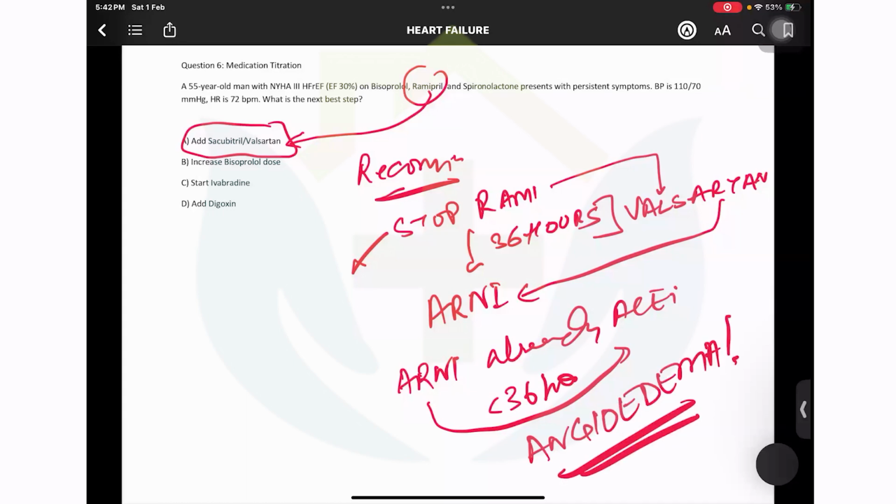So the guidelines are very clear. You have to stop Ramipril for 36 hours when you have to switch over. Then you add sacubitril valsartan. Is that clear? Any doubts there?